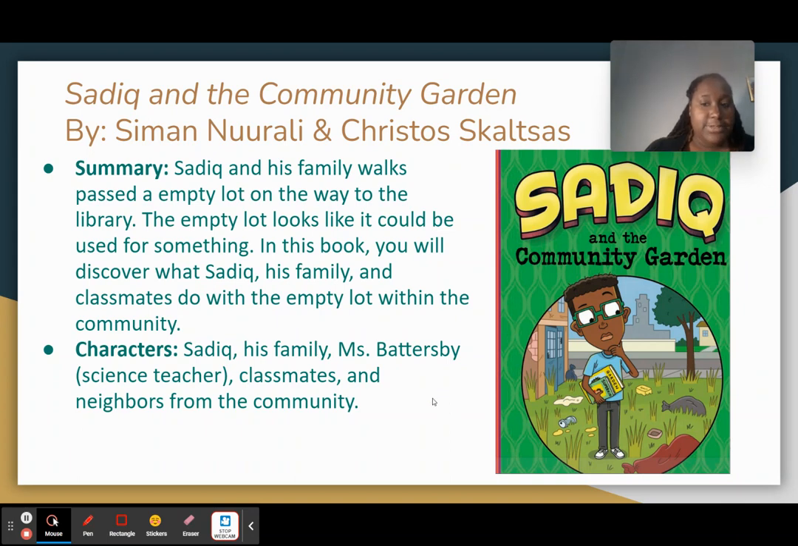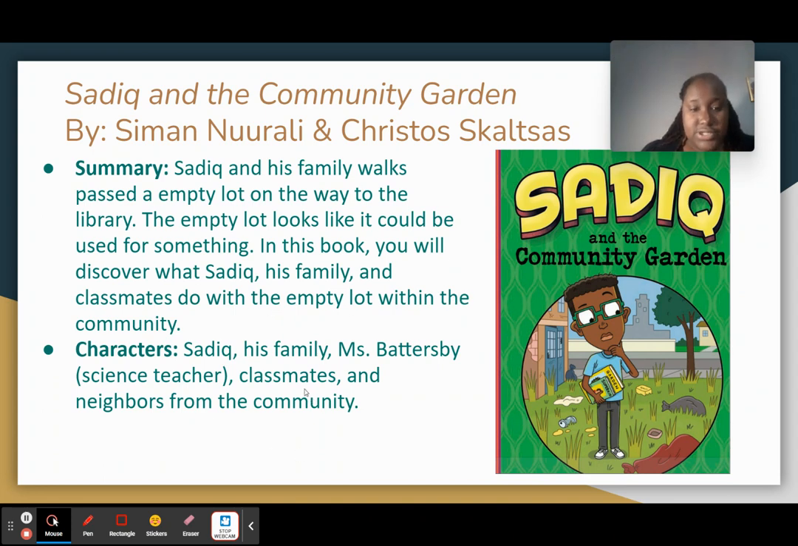And then finally, we have the fifth book in this book talk, which is Sadiq in the Community Garden. Again, the author is Saman Nurali, and this time the illustrator is Christos Scoutis. The summary of this one, we have Sadiq and his family walk past an empty lot on the way to the library. The empty lot looked like it could be used for something. In this book, you will discover what Sadiq, his family, and classmates do with the empty lot within the community.